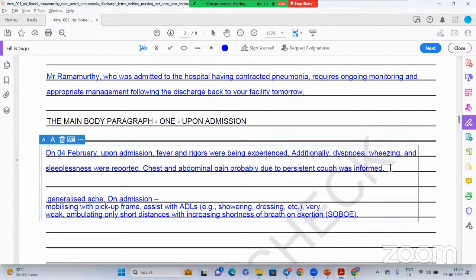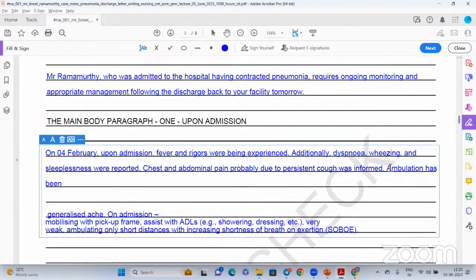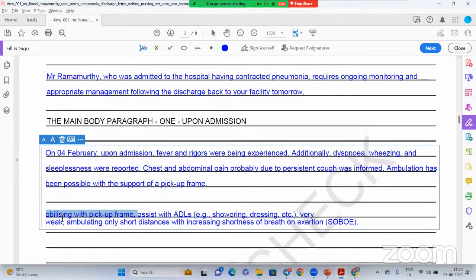Mobilization. Now already mobilize is there here, so don't use mobilization. Write ambulation. Ambulation has been possible with the support of a pickup frame. Ambulation is possible. Mobilization with pickup frame, with the support of a pickup frame. We made this sentence here. Generalized weakness, we don't need to write. Okay. So, mobilization with a pickup frame. We used this one. Finished.